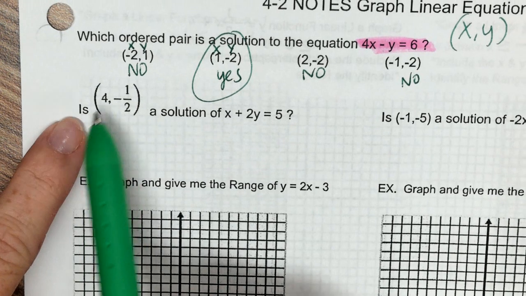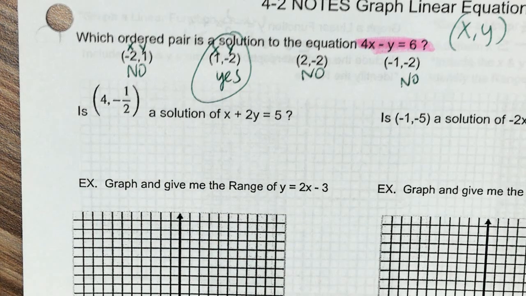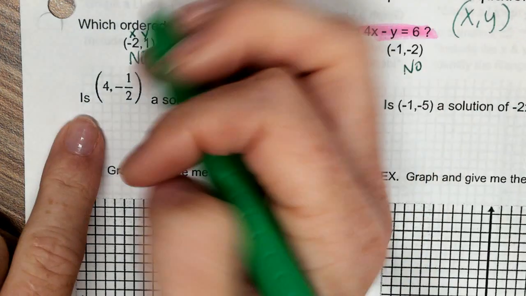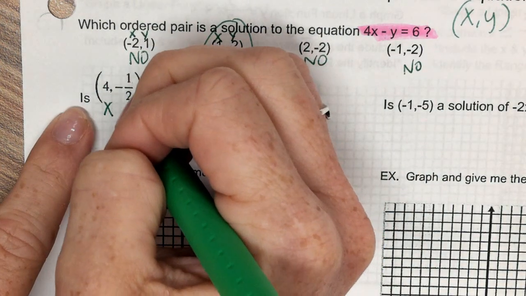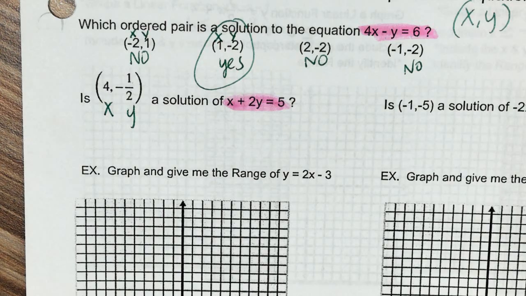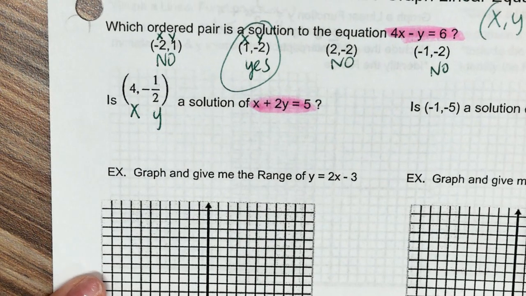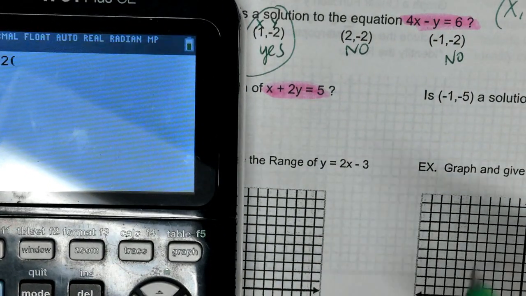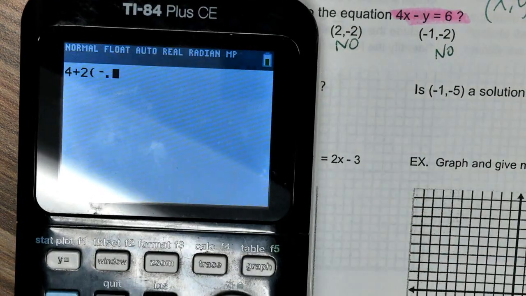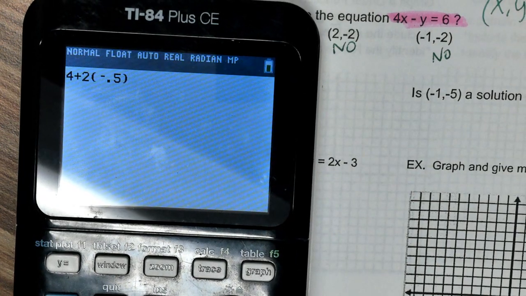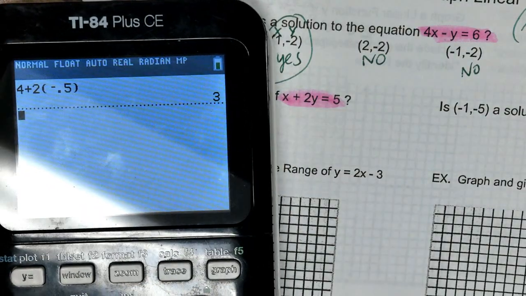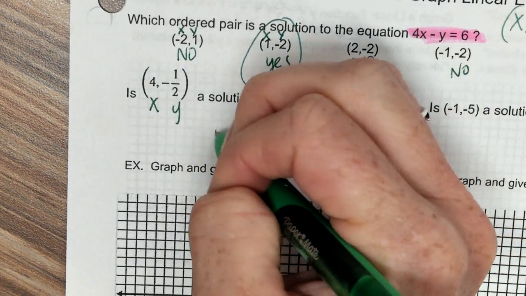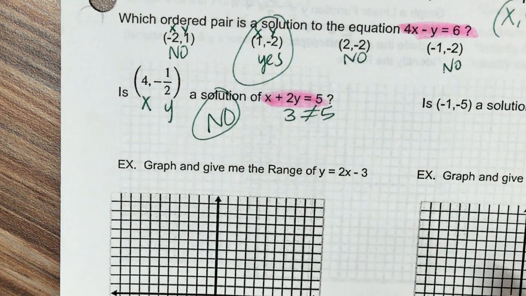It says, is this coordinate a solution of this function? So you're simply going to plug in the 4 for x and -1/2 for y. So I'm going to say is x, which is 4, plus 2 times y. What is y? -1/2, which I changed to a decimal because it's easier to put in. Is that equal to 5? No, it's equal to 3, and 3 does not equal 5, so no, this is not a solution.